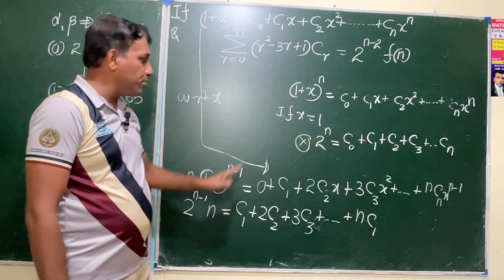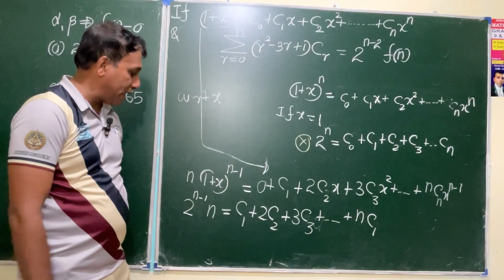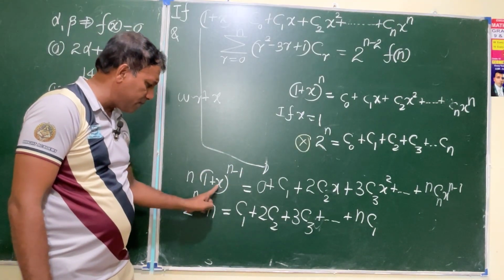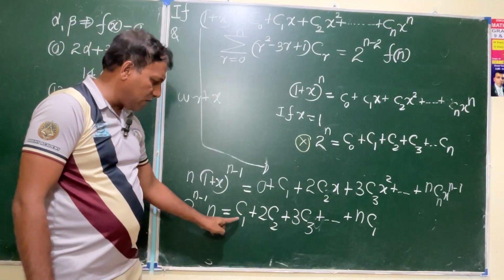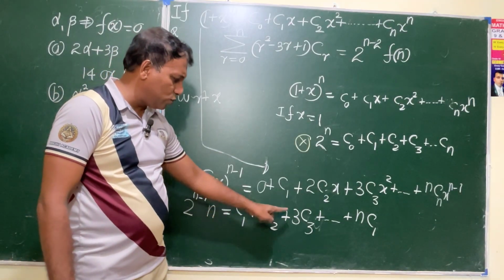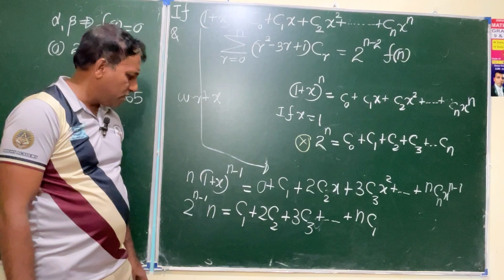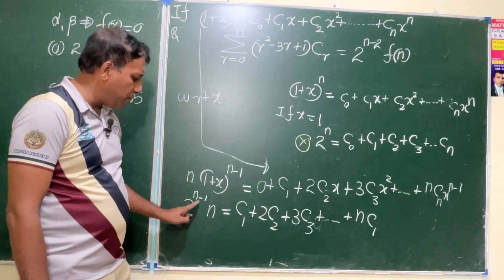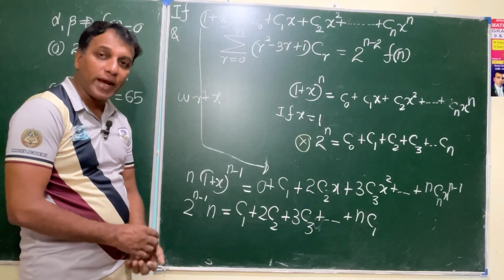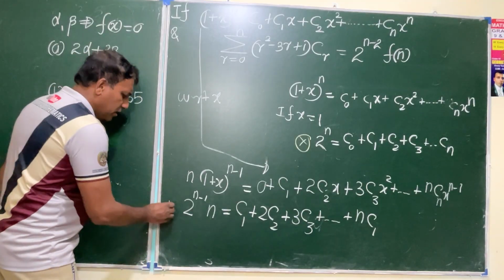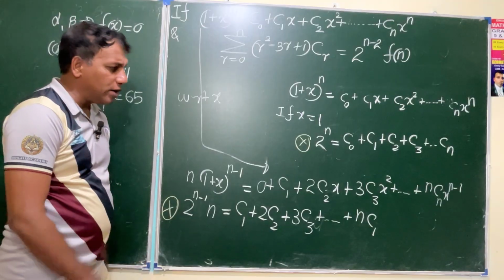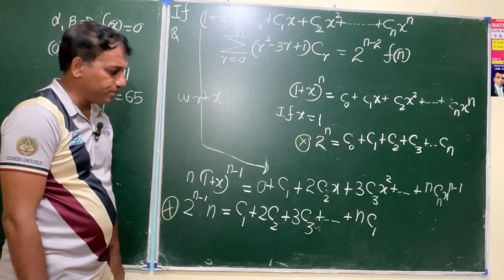Differentiate the given expansion with respect to x, and put x = 1: c1 plus 2c2, 3c3 and so on. The answer is 2 to the power n minus 1 into n. It's also another identification of this binomial coefficient.